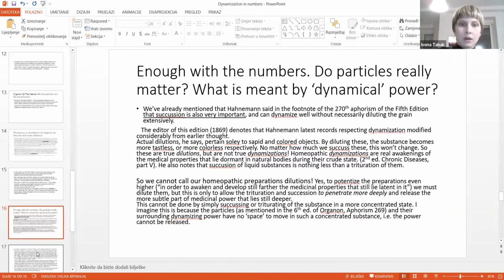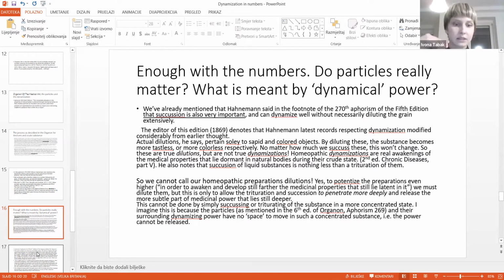Moving on. In the footnote of this aphorism I've just talked about, the editor actually added some of Hahnemann's thoughts from Chronic Diseases, edition 2, part 5. What I really loved is how the editor wanted us to know that Hahnemann's thought about shaking the substance a lot to attain the 30th potency changed, and thank God, obviously Hahnemann thought about the art all of his life and perfected his thinking and the method more and more.